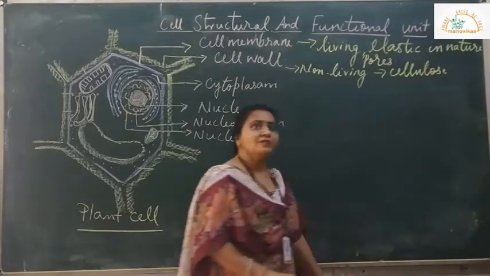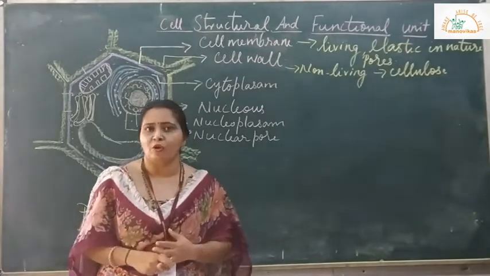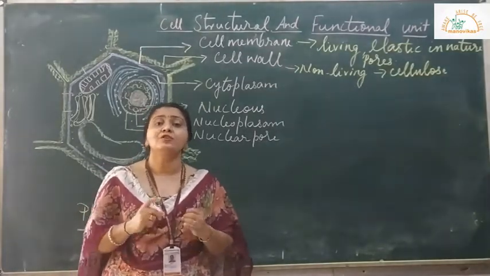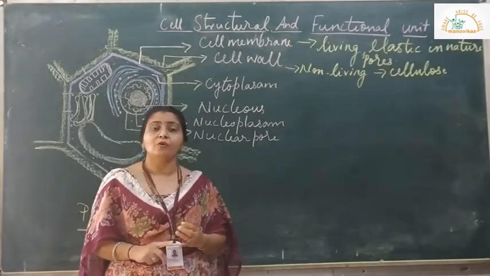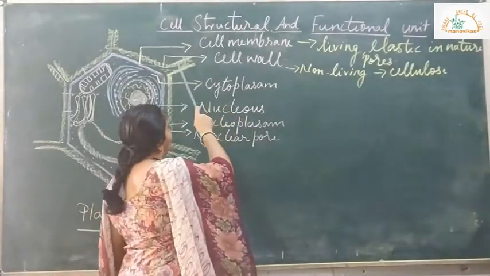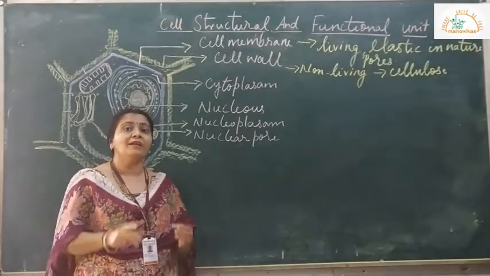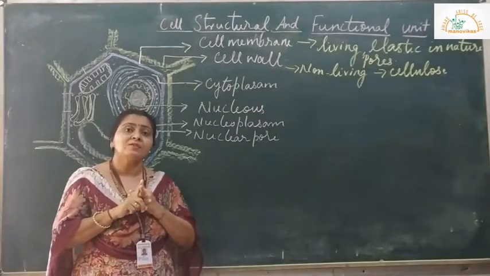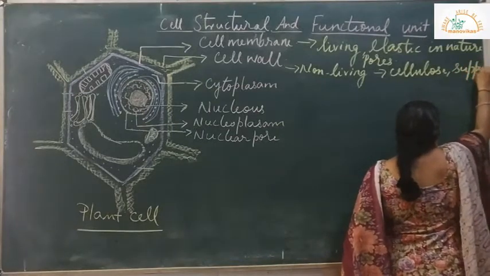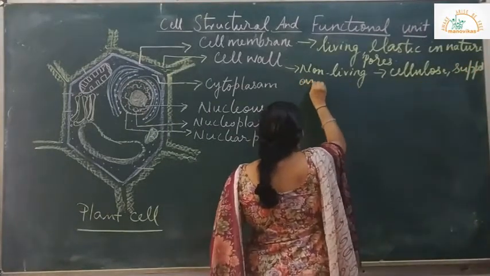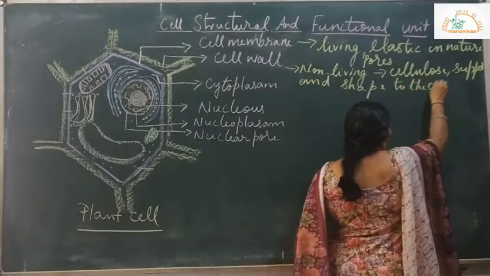Cellulose helps the plants to remain stiff and strong. So cellulose makes the plant cell remain stiff and strong, and it provides support. The cell wall provides support to the cell and maintains the shape of the cell.